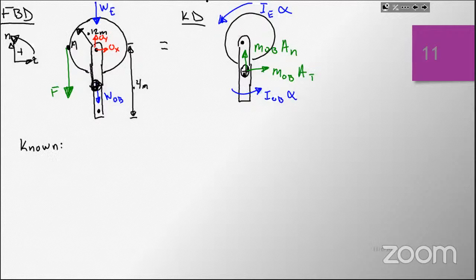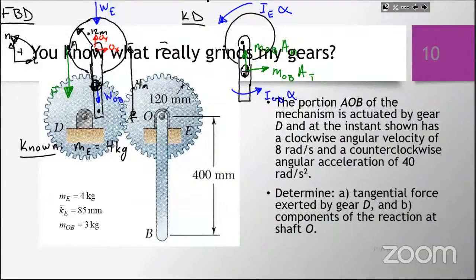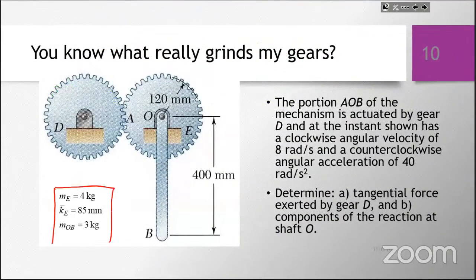I can write down what I know, things that were told to me. I was given the mass of E. If you guys missed it, it's there. All of this stuff right here is given. I've already converted everything into meters; I'll convert this into meters. What's k sub E? That's the radius of gyration of E. Why is that important? That's going to help us find the mass moment of inertia. We'll talk about that in a second. That's something that was probably covered in statics that we haven't used since then, and we'll talk about it.